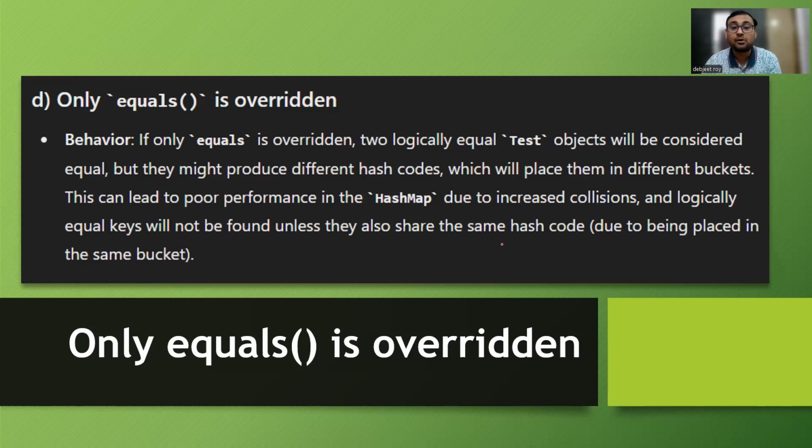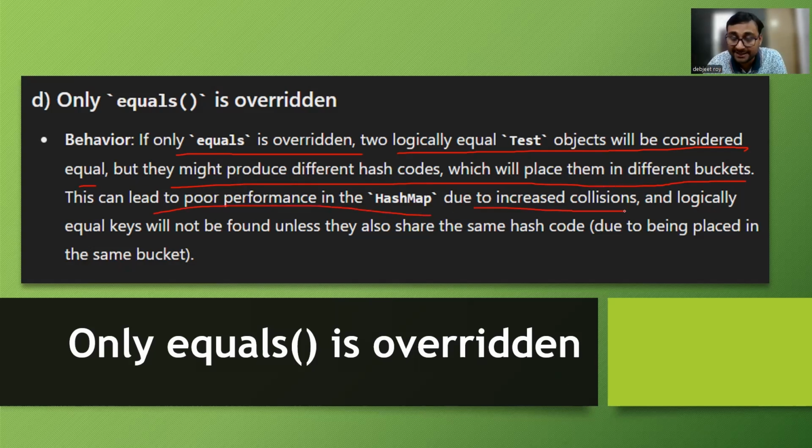So you should override both the hash code as well as the equals method, and you should not breach the contract of hash code and equals method. So this is the thing. If only the equals method is overridden, two logically equal test objects will be considered equal, but they might produce different hash codes, which will place them in different buckets. This can lead to poor performance in HashMap due to increased collisions, and logically equal keys will not be found.